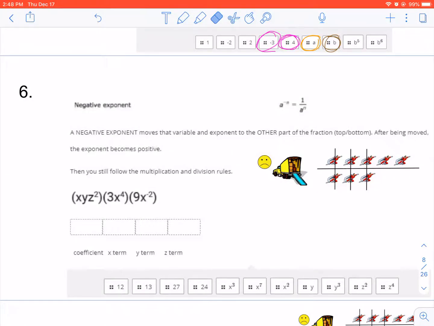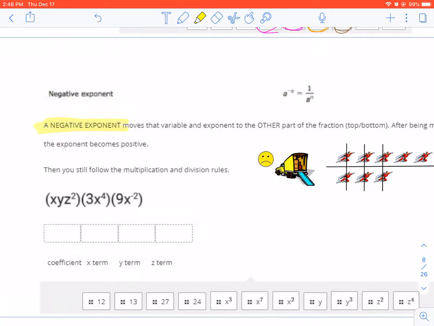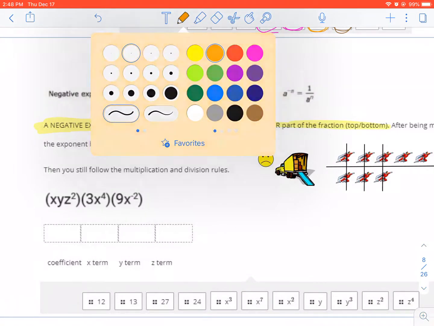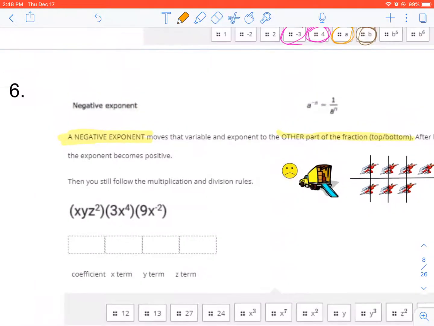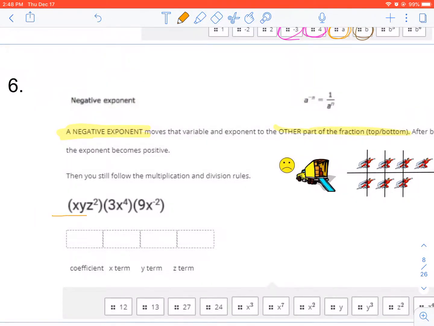Question number 6 on Schoology is talking about negative exponents, and this one is also on your formula chart. An exponent that is negative is moving that variable to the other part of the fraction, so top or bottom. And if there's just a top, or if there's just one line like we have in this question on slide 6, basically that's all like the top of a fraction. So you don't see the bottom, but we can turn anything into a fraction by just putting a 1 under it. So when we expand, we need to keep in mind that everything is currently on top.